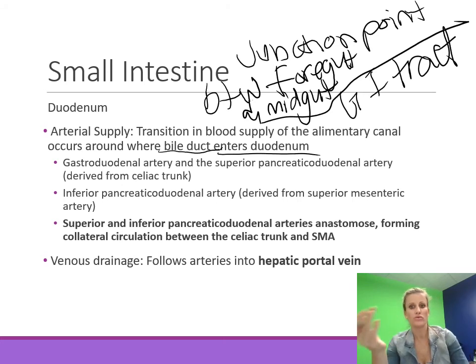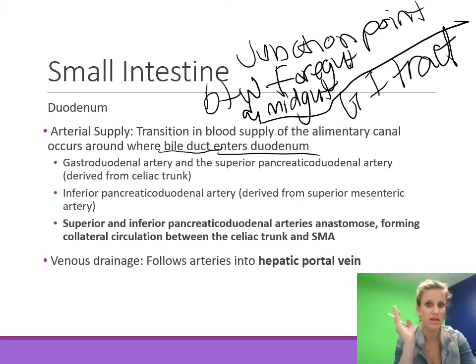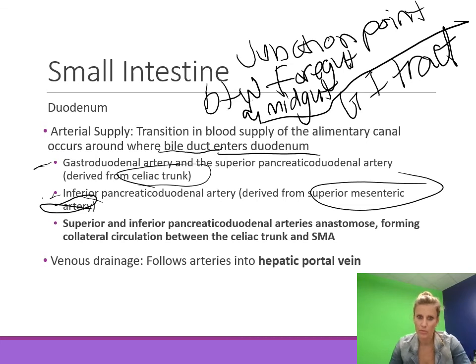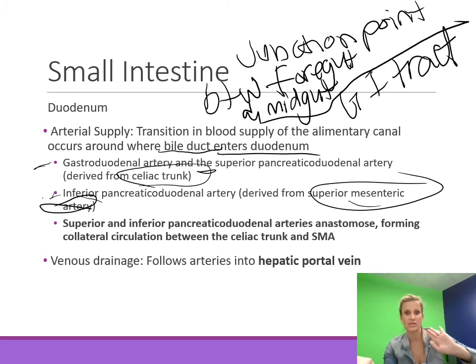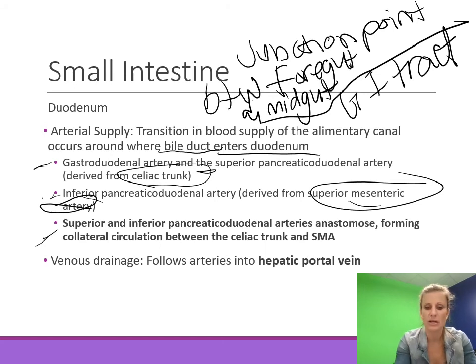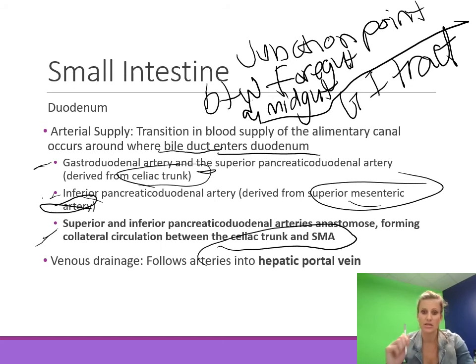The duodenal arteries then are going to arise from two different sources, where the foregut is coming in from the celiac trunk and where the midgut is from the superior mesenteric artery. So the gastroduodenal artery and the superior pancreaticoduodenal artery are derived from the celiac trunk. The inferior pancreaticoduodenal artery is derived from the superior mesenteric artery. Okay, so the arteries coming from the celiac trunk are representing the foregut. The arteries coming from the superior mesenteric artery are representing the midgut. And again, this is the transition point during embryonic development. However, there is anastomosis that occurs. The superior and inferior pancreaticoduodenal arteries anastomose, connect, and this forms collateral circulation between the celiac trunk and the superior mesenteric artery.